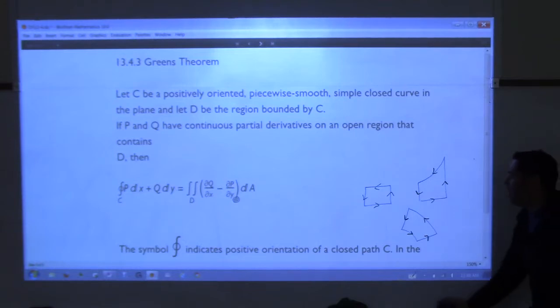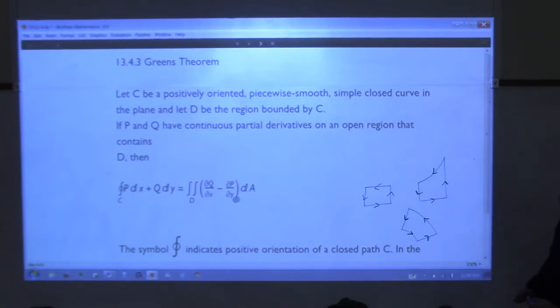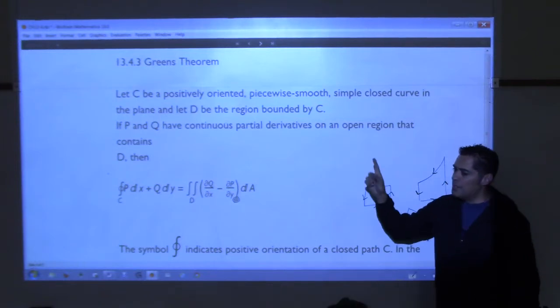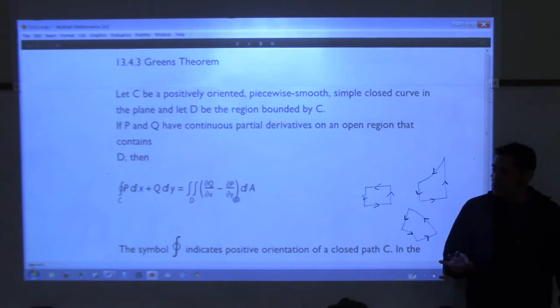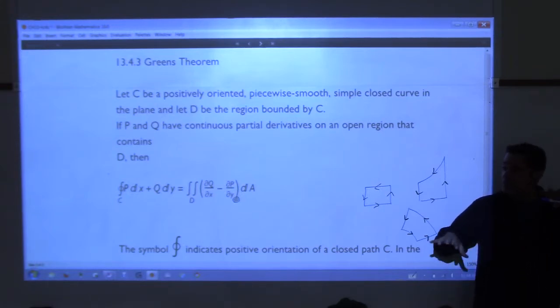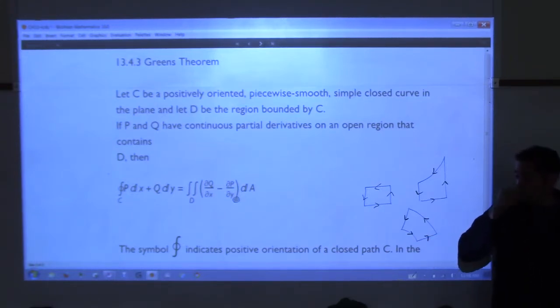Let C be a positively oriented, piecewise smooth, simple closed curve in the plane. So we're in two-dimensional space only. And let D be a region bounded by C. So Green's theorem is two-dimensional. There is a three-dimensional version of this theorem. It's coming, not in this section, but we are going to get this in three-dimensional space. Right now we're working in two.